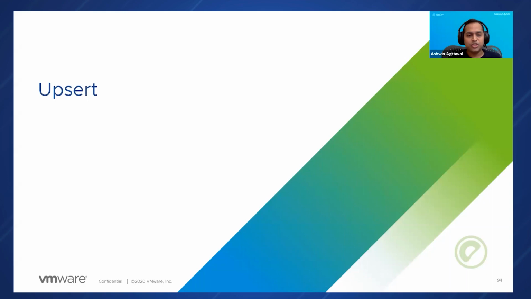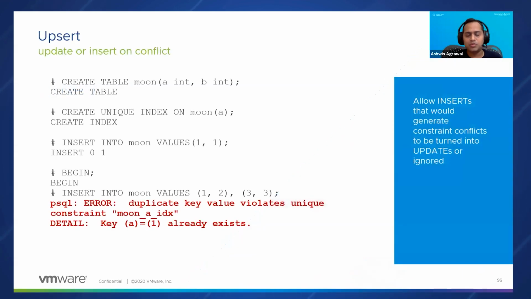The last feature which I am interested in showcasing is upsert. The next slide gives you an idea of the problem which exists currently. If you have a table with a unique index on it, which has some data in the table, and you start a transaction, and in that transaction certain values violate a constraint. We are taking the example of a unique constraint. So the values 1, 2 violate the unique constraint present on the index on the table.